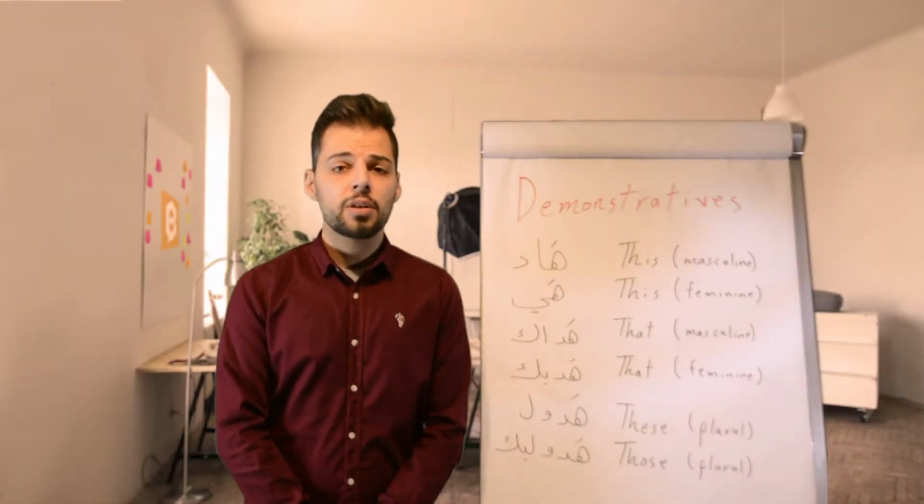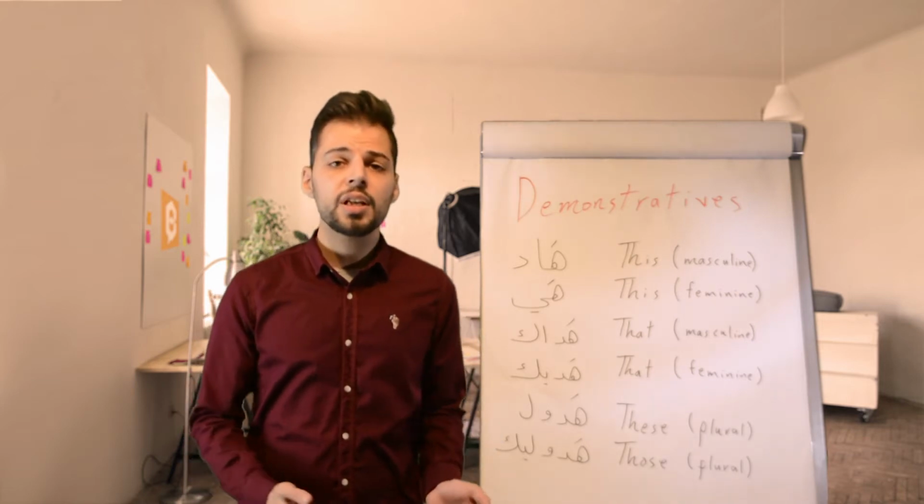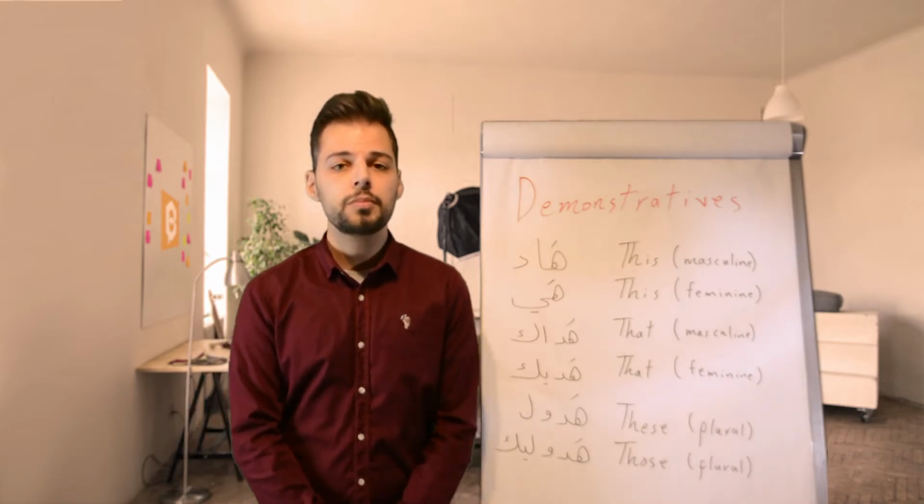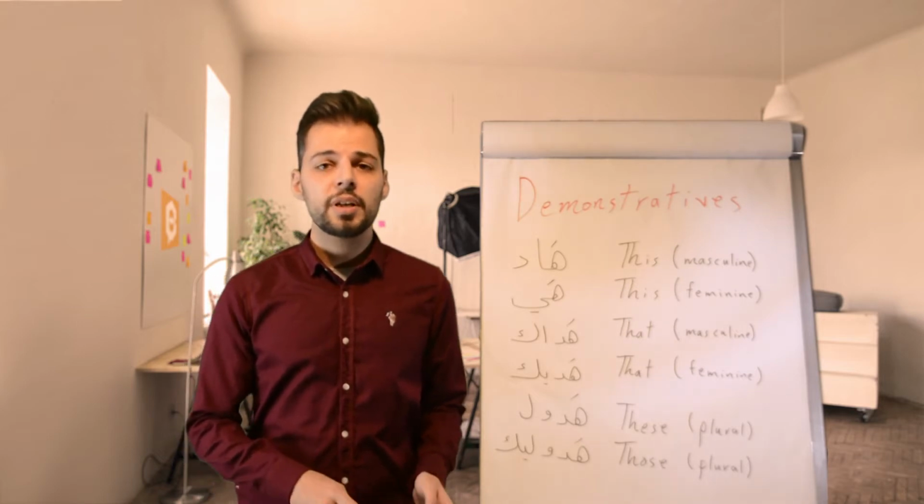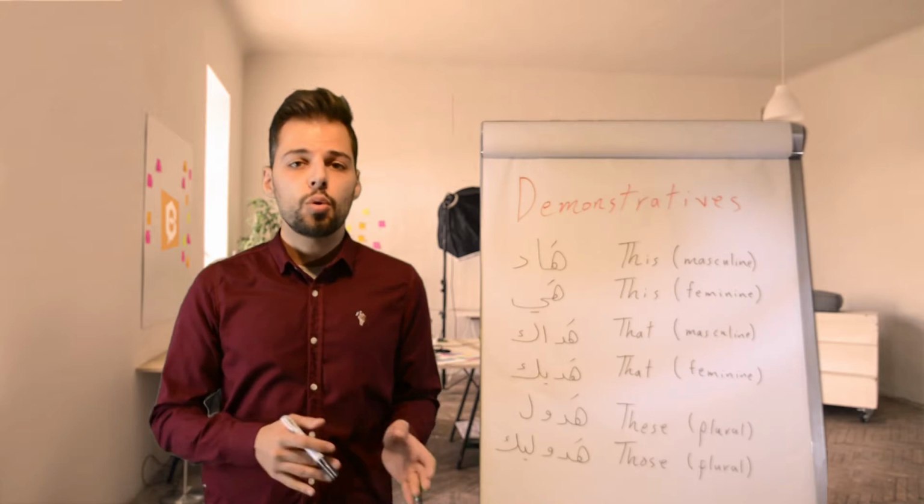Demonstratives in Arabic or the Syrian dialect are similar to the English this, that, these, or those. The only difference is that demonstratives in Arabic differentiate between feminine and masculine words.